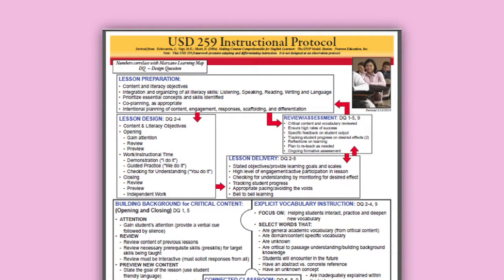That is what it is all about. So as you take a look at your instructional protocol, we're going to look at the top half, and you're going to look at the lesson design box. I would like you to go ahead and read that box and the information inside of it. It should have content literacy objectives as the first bullet. Go ahead and read through those. This is where we will spend our time this morning, looking at that lesson design and talking about the negotiated contract and the required pieces of lesson planning. That will be important to you as a teacher in our district.